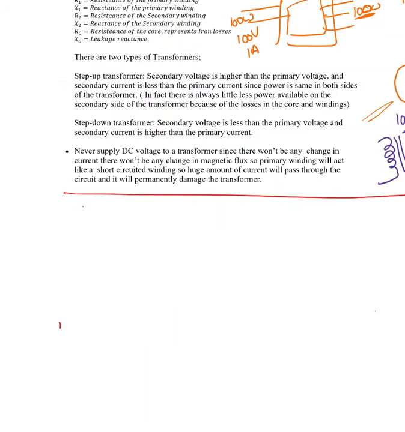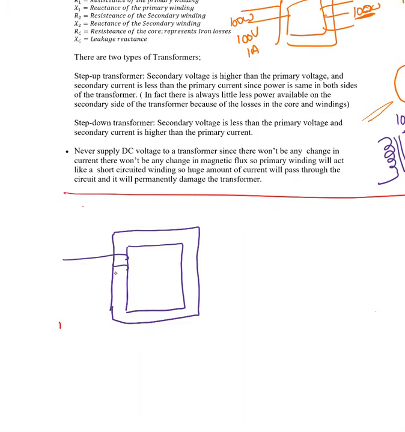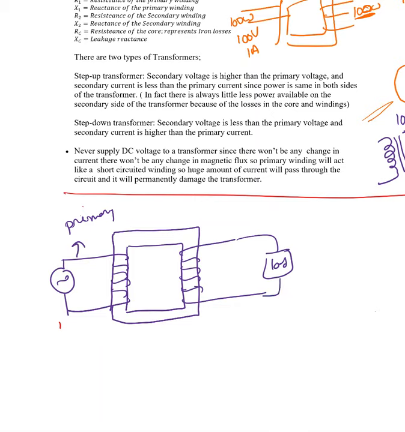Now, I'm going to talk about the ideal transformer. We understand the purpose of a transformer, right? So here is a transformer, an ideal transformer. We have the primary winding. This is called the primary winding, which is connected to the source. And this is the secondary winding, which is connected to the load.